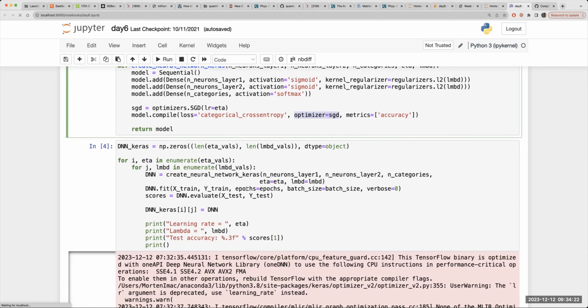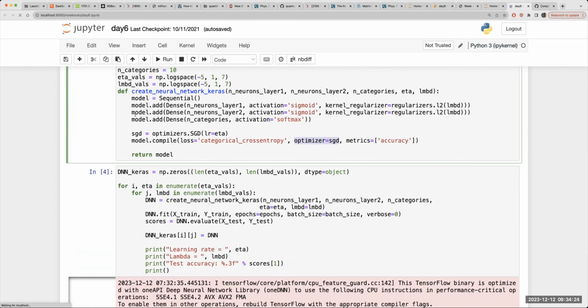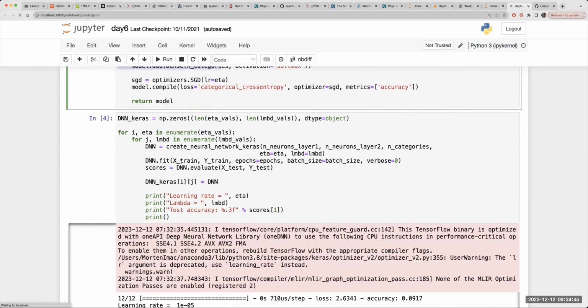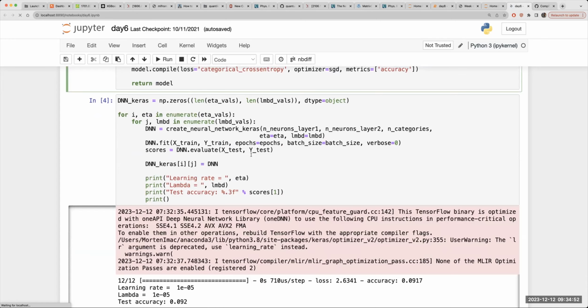And here you can see when I've defined my neural network using Keras. This is very simple. And then I can simply run over the different learning rates and hyperparameters. And then I perform my optimization as a function of different eta values and lambda values. And finally, I fit my network with a given number of epochs and the batch size. And that gives me the scores. Oops.